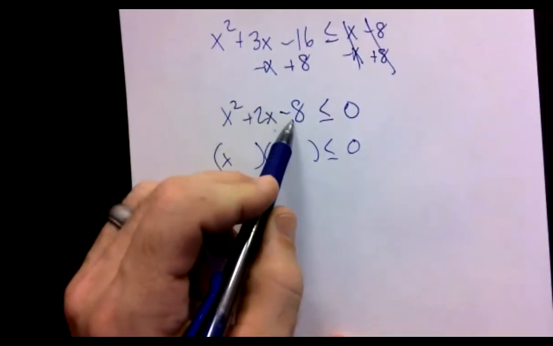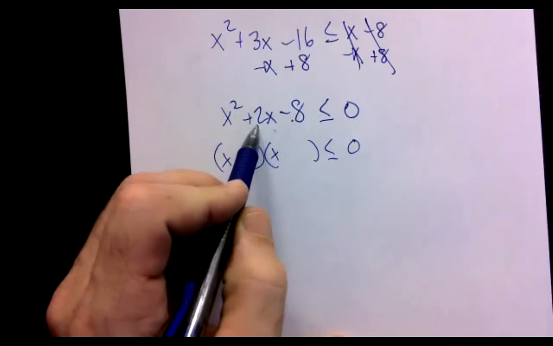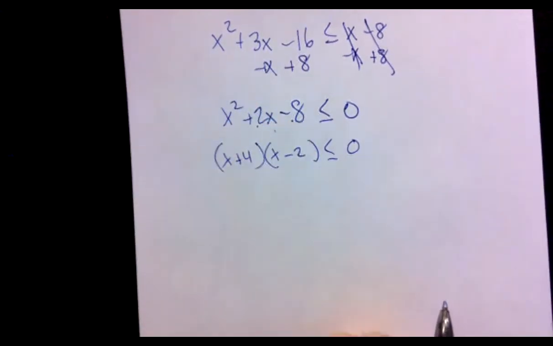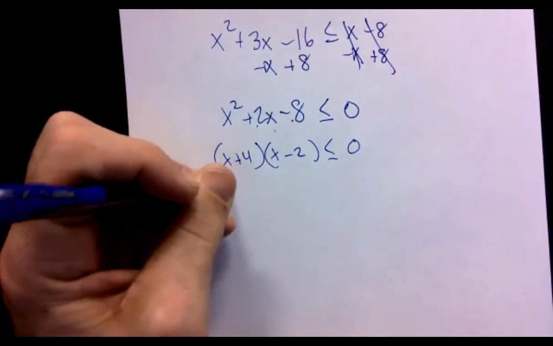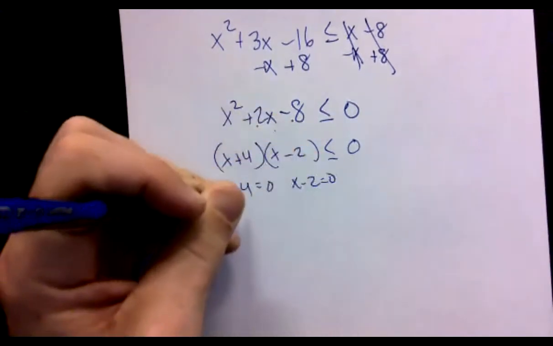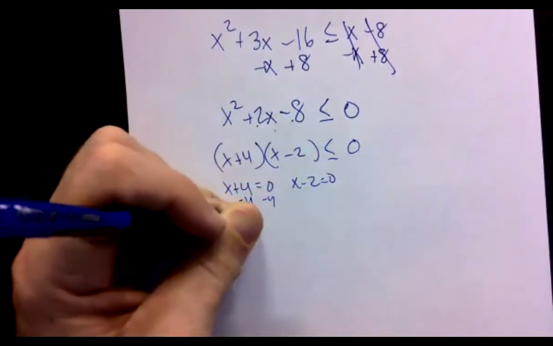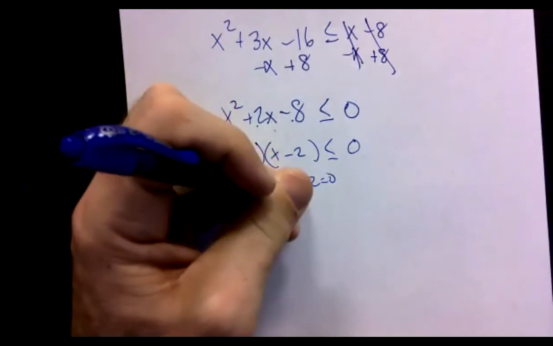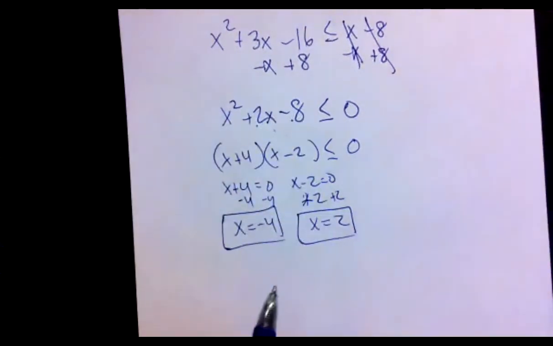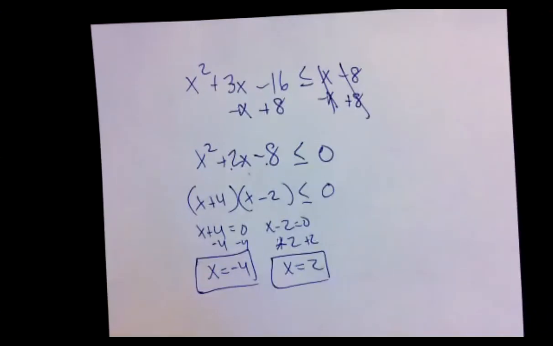What multiplies to get -8 that adds to get +2 would be +4 and -2. Again, set those equal to 0 and solve. That establishes those critical points.